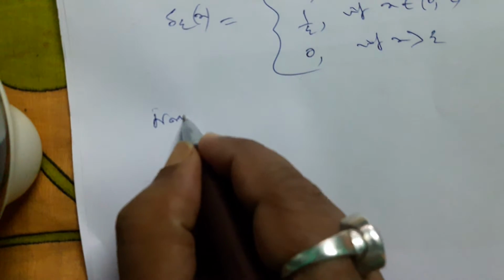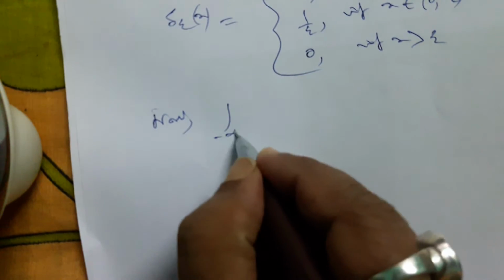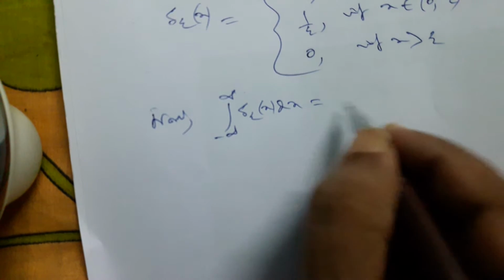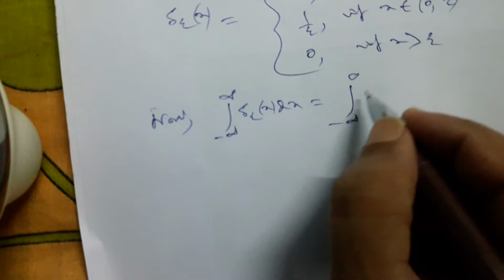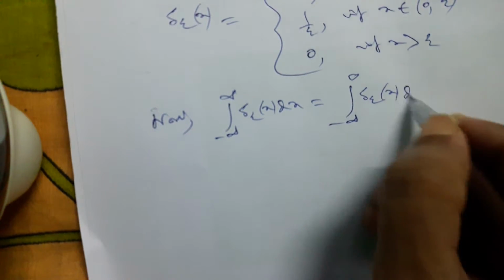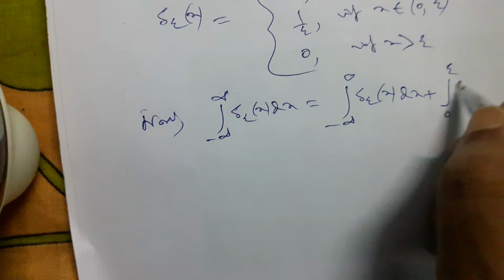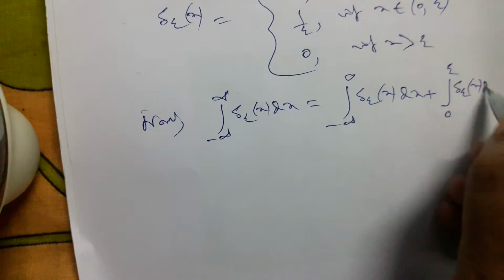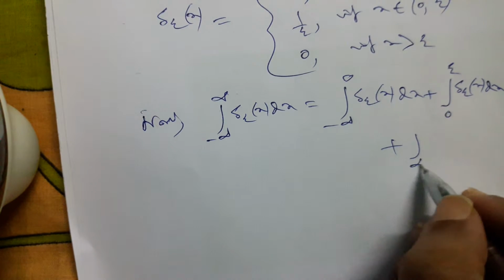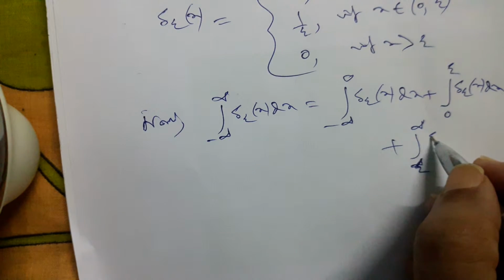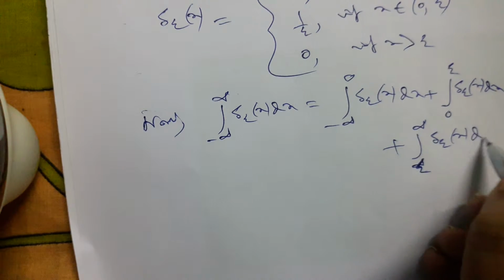Now, integral from minus infinity to infinity of delta epsilon x dx, that will be integral from minus infinity to 0 of delta epsilon x dx plus integral from 0 to epsilon of delta epsilon x dx plus integral from epsilon to infinity of delta epsilon x dx.